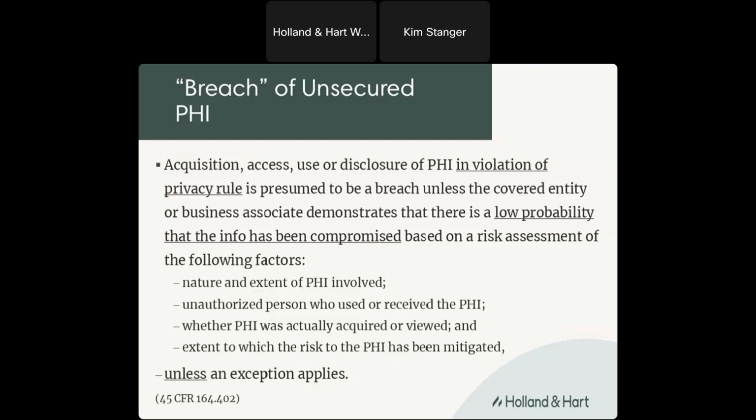A breach is the acquisition, access, or use or disclosure of protected health information, unsecured protected health information, in violation of the privacy rule. A violation of the security rule does not trigger the breach notification. It only has to be a violation of the privacy rule. And a privacy rule violation is presumed to be a reportable breach unless the covered entity or business associate demonstrates that there's a low probability the information has been compromised, whatever that means. How do you know that? Well, you have to do a risk assessment of the following 4 factors.